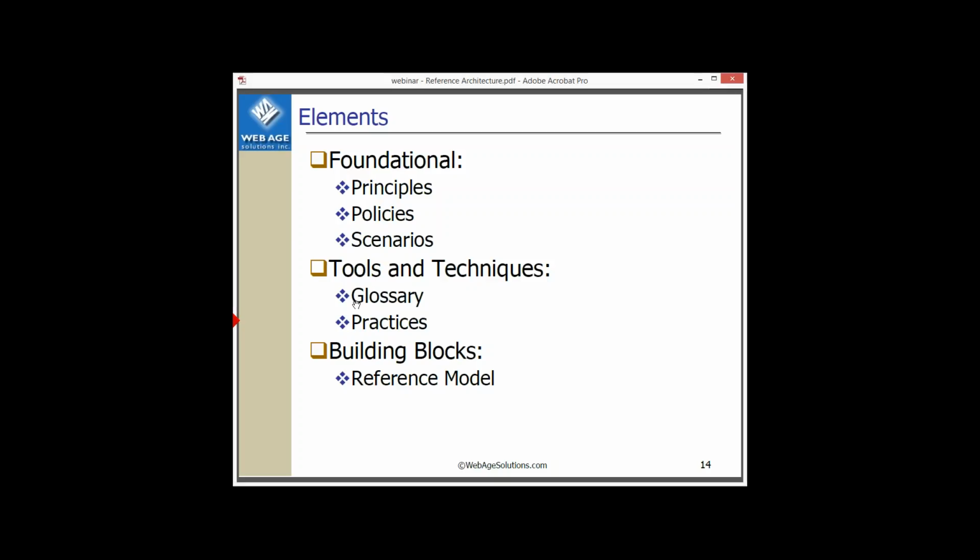So it's just a recap of those items we just looked at on that chart, things that we want to have in a good reference architecture.